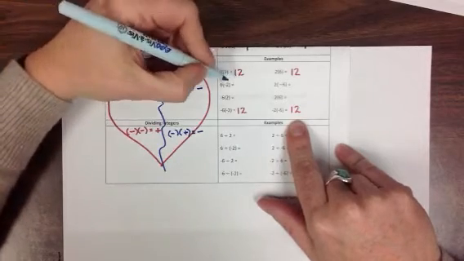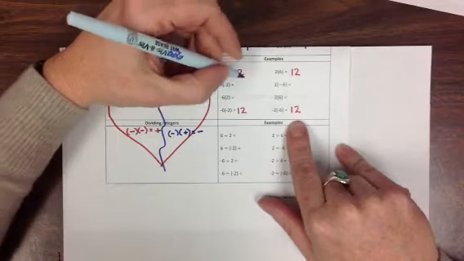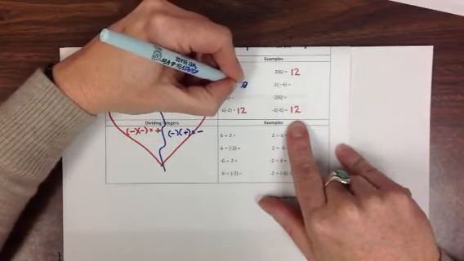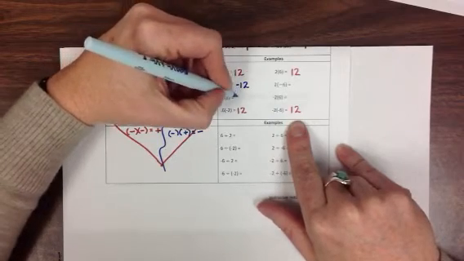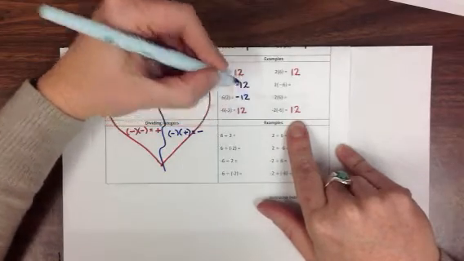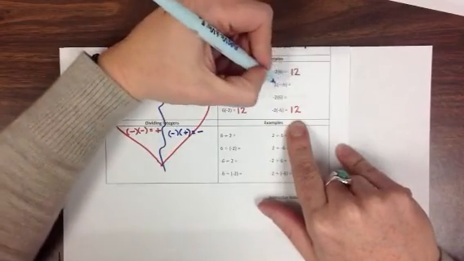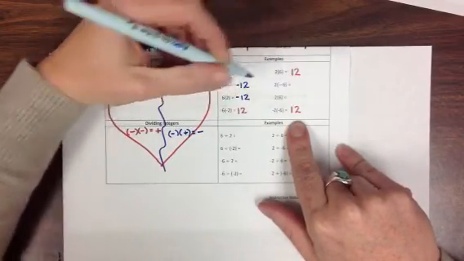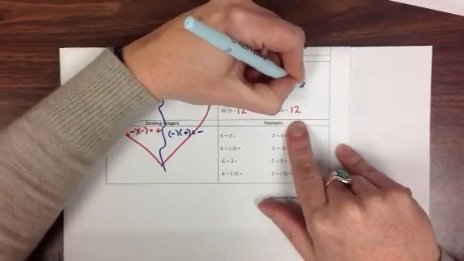You get a negative 12 when one of the numbers is positive and the other number is negative. And once again, it doesn't matter whether it's the larger number or the smaller number that is negative, the answer will still be negative. It also doesn't matter whether the larger number comes first in the problem or second in the problem, the answer will still be negative.